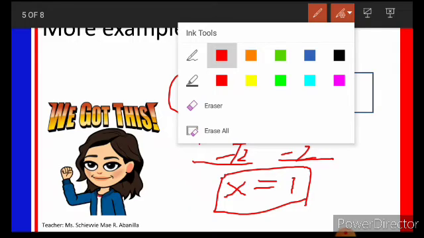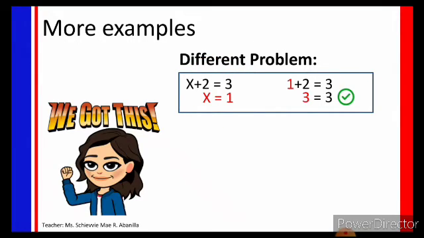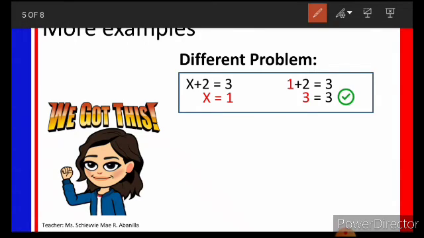So let's see. If we're going to check it, if we're going to substitute the value of x to our equation, so we have 1 plus 2 is 3. Remember, an algebraic expression should be equal. So, mapapansin nyo, dapat yung side na to ay equal dito. If not, mali yung solution. So, kailangan mong mag-solve ulit.